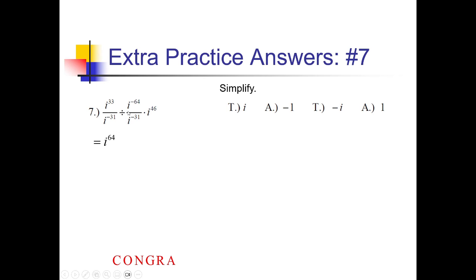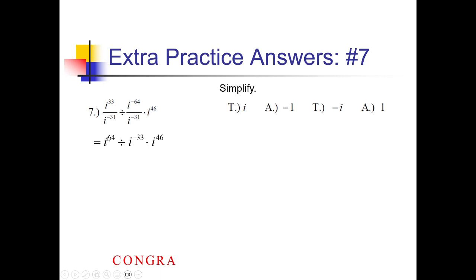For the next one, we have got, let's see here, -64 minus -31. So again, we're adding 31. This time, it's kind of like having 64 minus 31 and make the answer negative. So that's going to be -33, i to the -33 that we're dividing by. And then finally, we still have i to the 46.